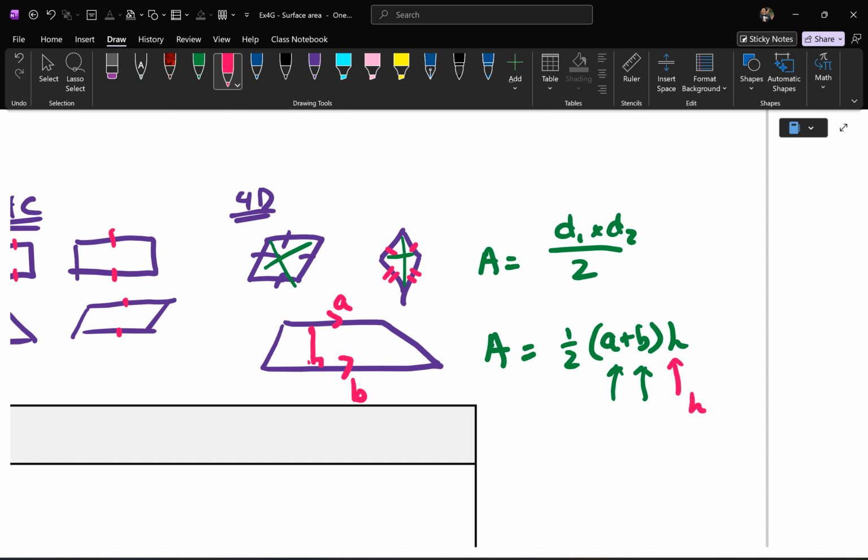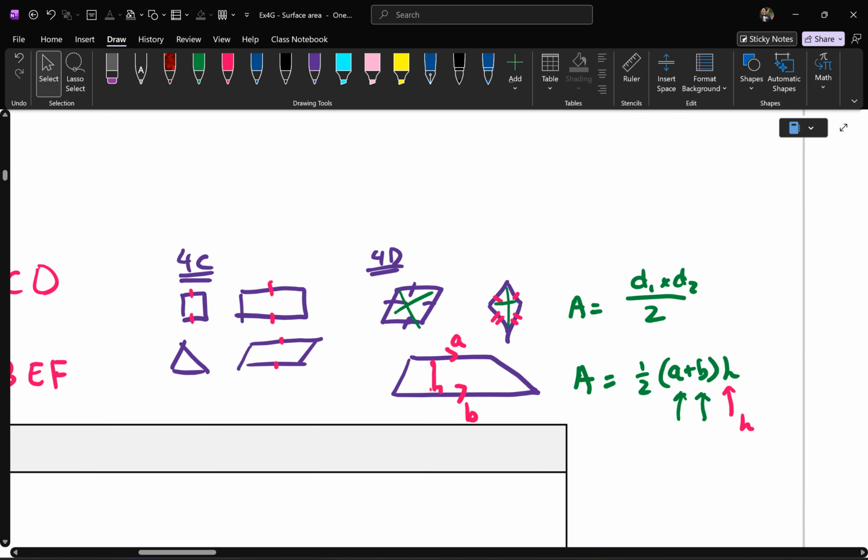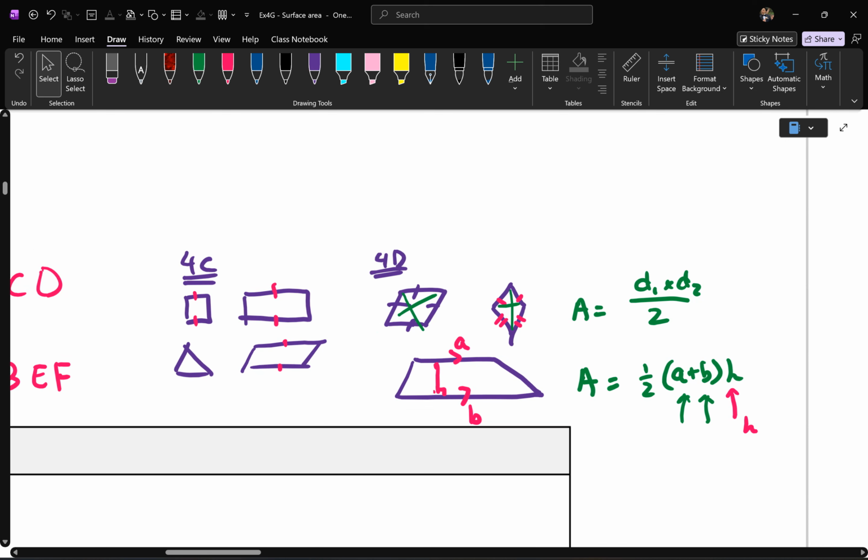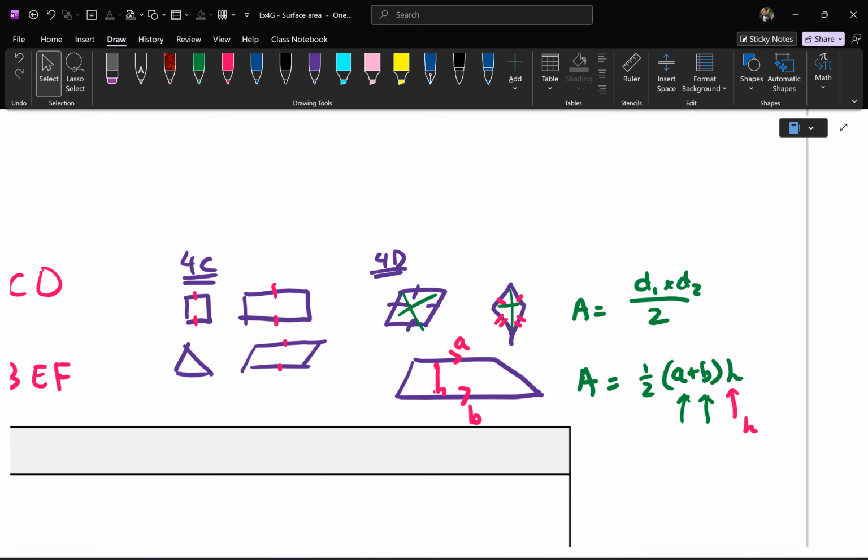Okay? And that summarizes your 7 formulas. 4C, 4D, just two exercises that you've been doing for now 3 weeks. 4C, 4D, to remember those formulas there.